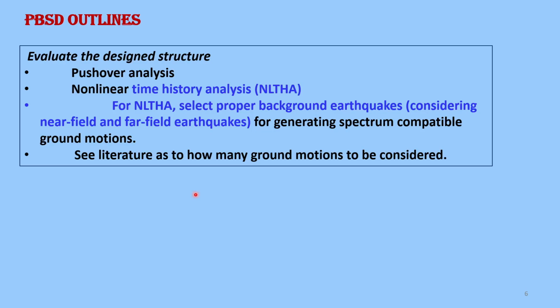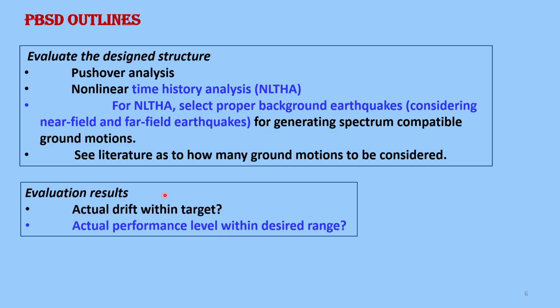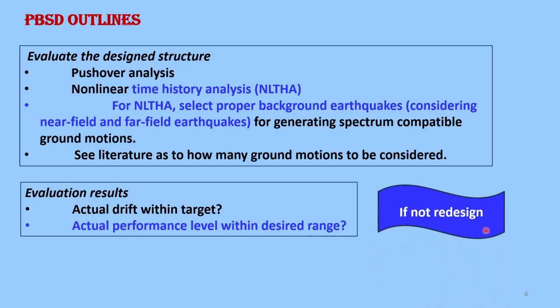After evaluation, if your structure is all right, then you can forward it to the customer. Otherwise, you have to redesign it. So you have to check whether drift is within your target limit, whether the actual performance level is within the desired range that you decided. And if not, you have to redesign it. So that is what we are doing.